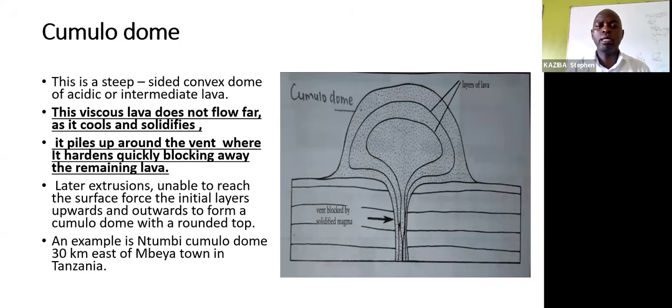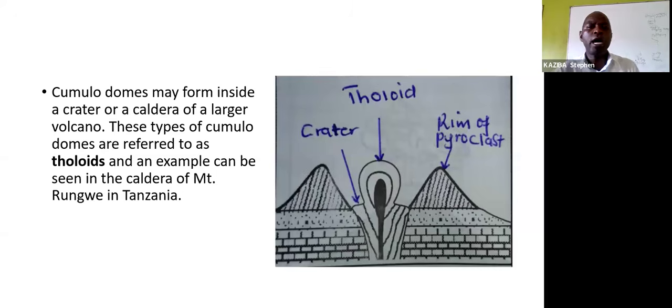So how are they formed? They are formed by eruption of acidic lava around the vent, where it hardens very fast, blocking the remaining lava from flowing outside. Then it cools, and the coating is on top. Inside, it remains fluid. Then the material keeps coming from below due to later eruptions, and it keeps widening. Now, if it happens to form in a crater, it forms what we call a thyroid. So you give examples, draw illustrations, and then that one is done.